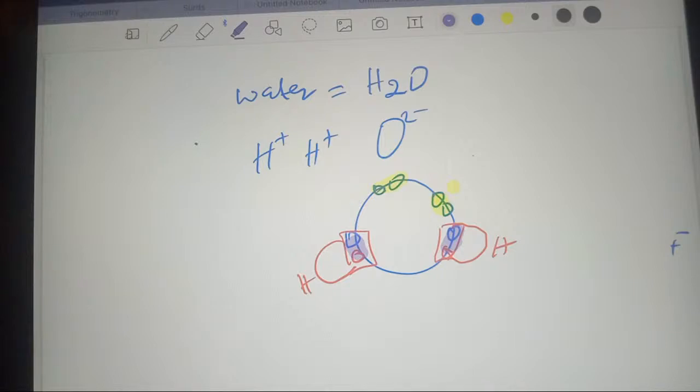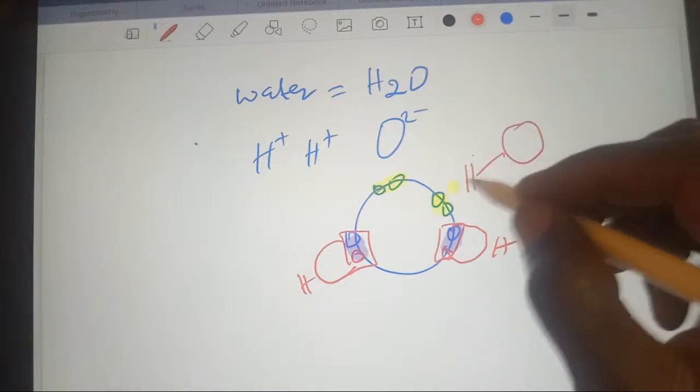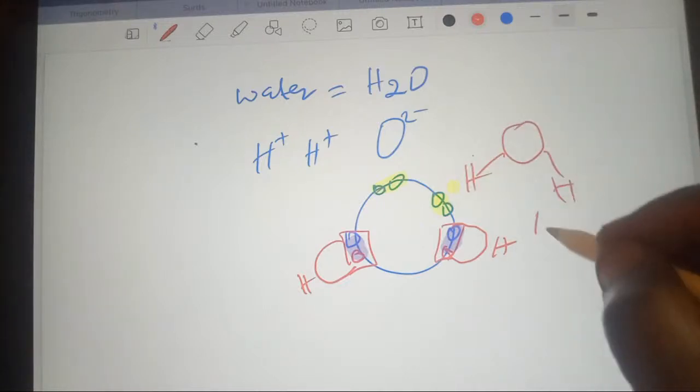You said I haven't answered your question. What was your question, please? Ibokwe, what's your question, please? So the person that asked about water molecule, I think it is clearer now. By drawing the shape again, this should be oxygen, and this should be H, and H. This is angular or bent.